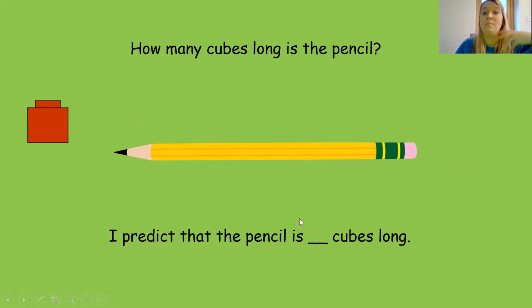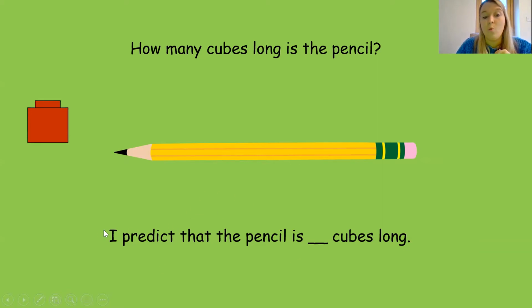Okay. Prediction means guess. And it's a sensible guess. It's not 3,000 because there's definitely not going to be 3,000 of these maths cubes that are going to be the same length as that pencil. That would be a very, very big pencil, wouldn't it? So it's not going to be that. We're going to make a sensible prediction.